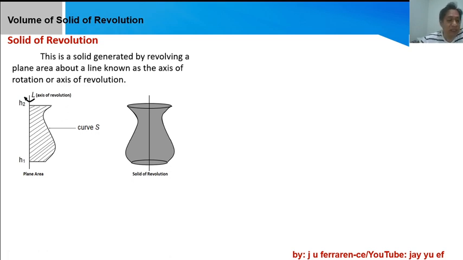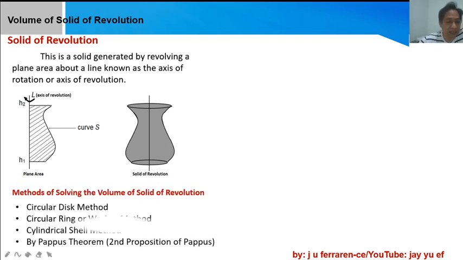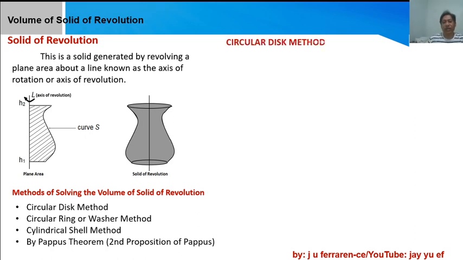There are several ways to arrive at the volume, and one of which is the method known as the circular disk method. We also have the circular ring or washer, the cylindrical shell, and by Pappus theorem or the second proposition of Pappus, we can also arrive at the volume of the generated solid. Now I have to start with the circular disk method. When can we apply the circular disk method?